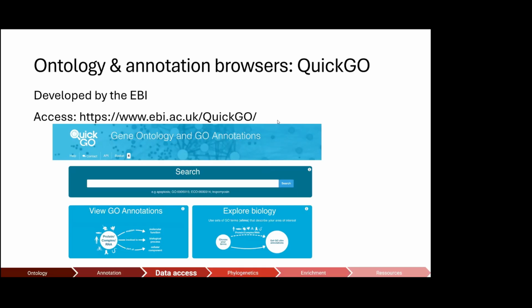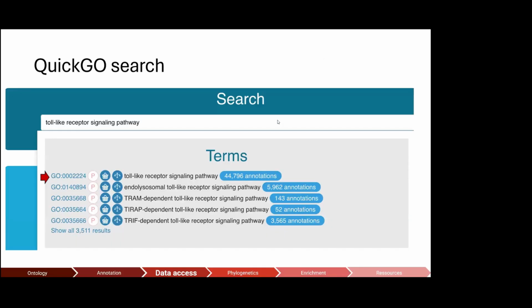So for QuickGO, you have a search. If you type in toll-like receptor signaling pathway, you end up with a page where you see the GO accession number. You see it's a process. There is a basket you can use and play around with. You get the term, and you get the annotations that are related to this specific term.